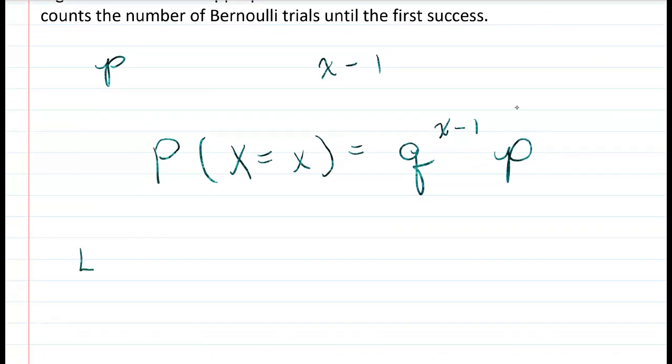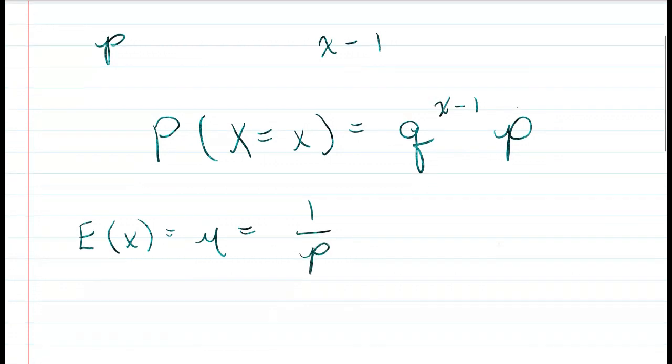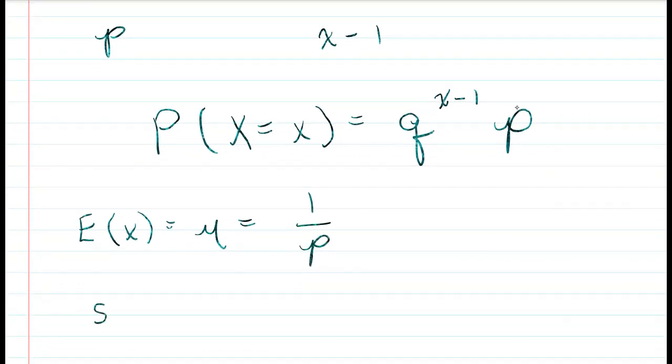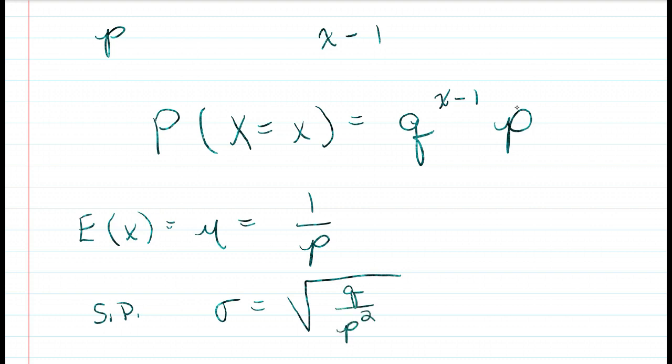We can also find the expected value, which is the mean, mu, equal to 1 over p. And we can find the standard deviation, sigma, which is the square root of q divided by p squared. All right, let's take a look at an example.